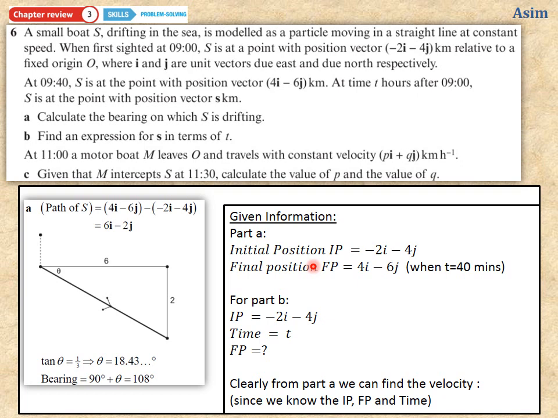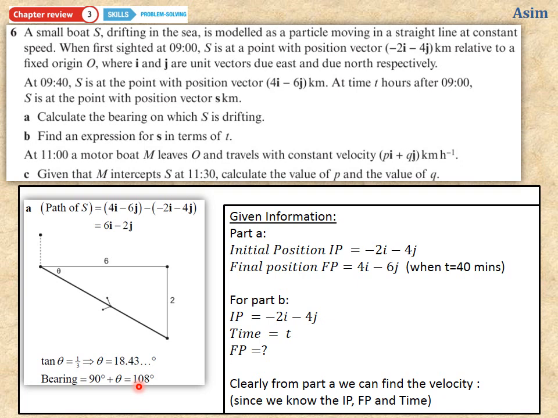Now, for part A, the question says calculate the bearing on which S is drifting. Definitely drifting is the path of displacement, correct? And we studied in the class, for displacement we just do the final position minus the initial position, which is done here. So now we know that it is drifting 6i minus 2j. So 6 right, 2 down. This is the path in which the particle is traveling. And we know how to find the bearing, we studied in the class. In this case, tan theta is opposite over adjacent, and hence you get that 18 degrees. Bearing is the angle from north, so 90 plus that theta gave us the bearing of 108.